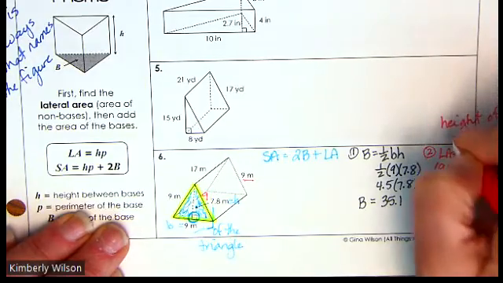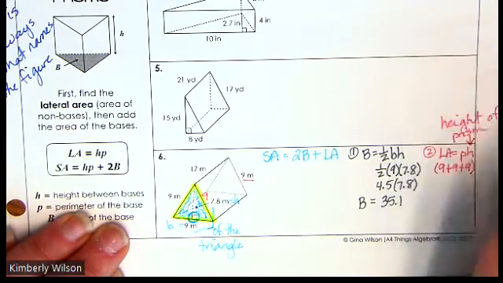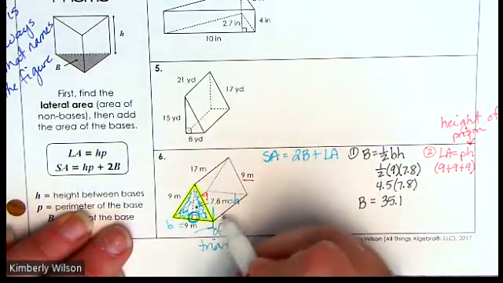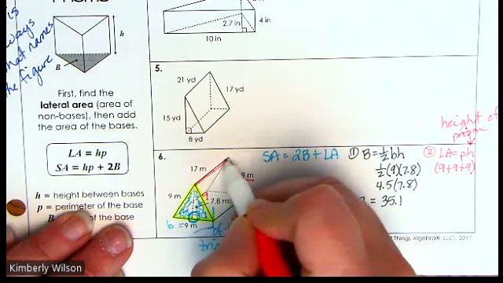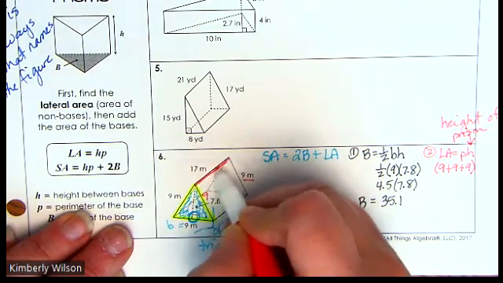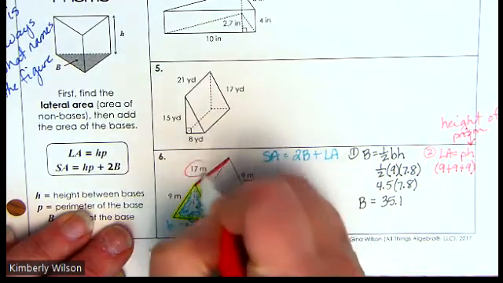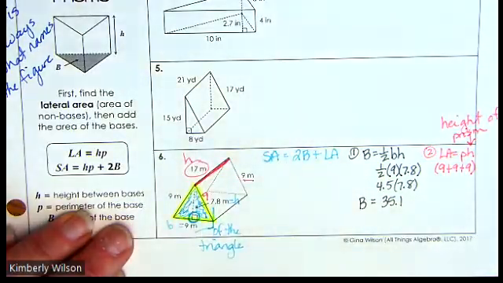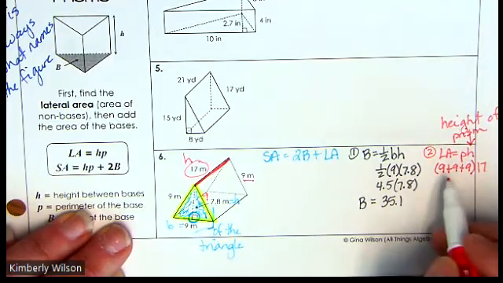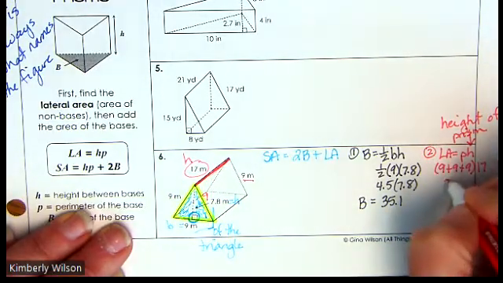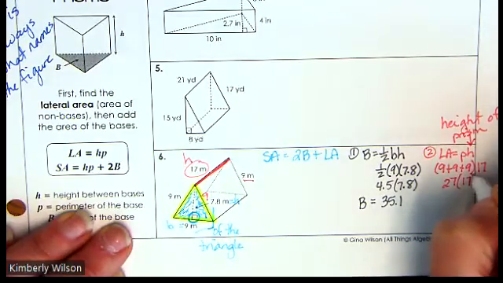Height of prism. So that is this distance between the 2 bases. So this right here is the distance between the 2 bases. So this is the height of the prism. All right. So I multiply that times 17. So that's 3 9s. So that's going to be 27 times 17.